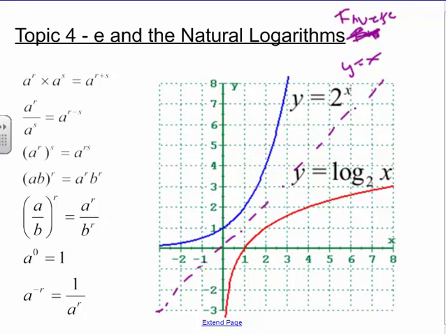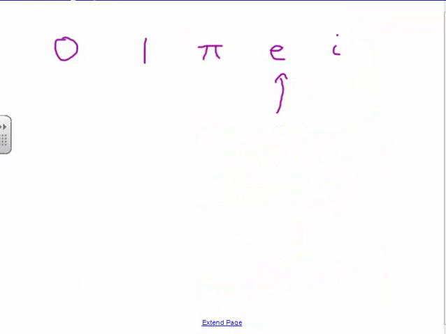Inverses of each other. And so basically this point right here, your y-intercept becomes that one's x-intercept. This one goes from here to here. This one goes from here to here. They all get flipped. X and y coordinate pairs get flipped. And so there's a lot of similarities between exponential and logarithmic functions.